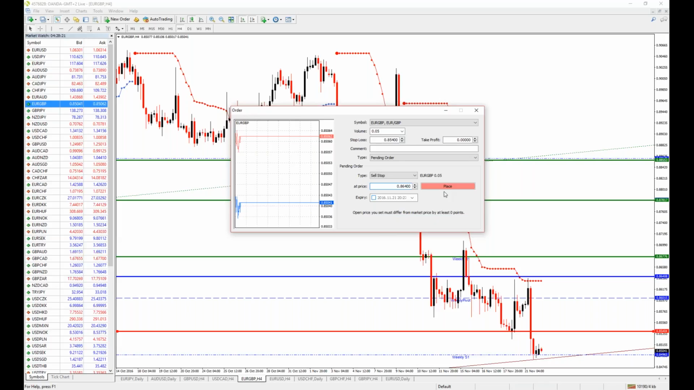Actually, I'm pretty tired right now. That's why we double check everything. Learn. That's why we double check everything. So I want to get in at 0.8640. I want to buy this. It's a buy stop, not a sell stop. I was upside down. Stop loss is at 0.8540, and we're trading 5 micro lots, 0.05 micro lots.